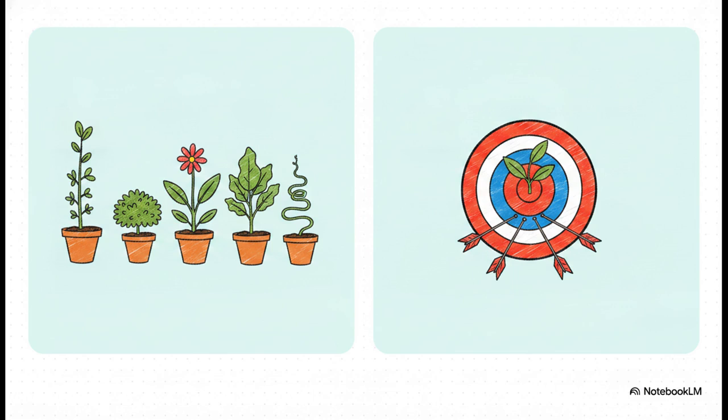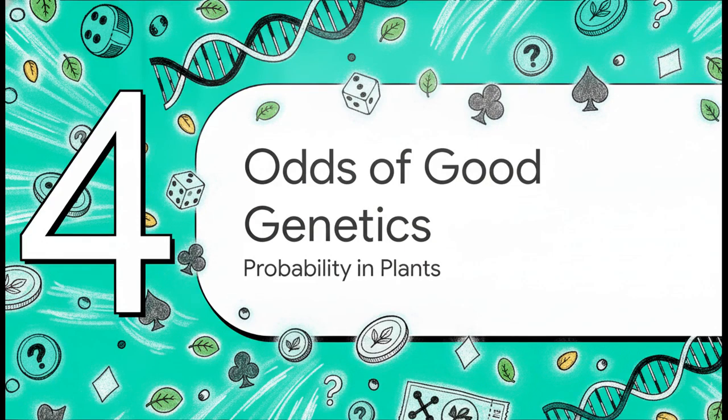Standard deviation measures the physical spread of the data around the mean within just one specific sample. It tells you how varied your field is. Standard error, on the other hand, measures the precision and accuracy of the sample mean itself. So simply put, deviation is all about the spread of your plants, while error is about the accuracy of your math. All right, on to Section 4, the odds of good genetics.